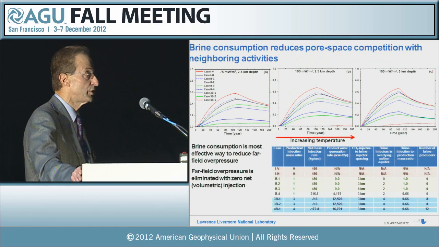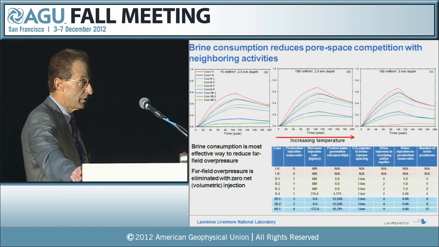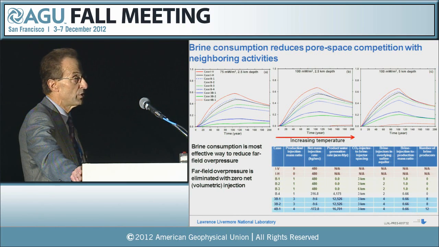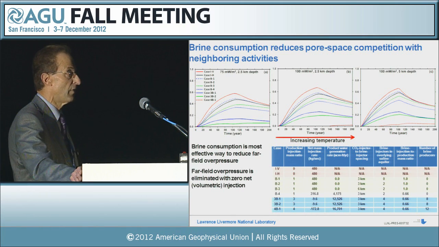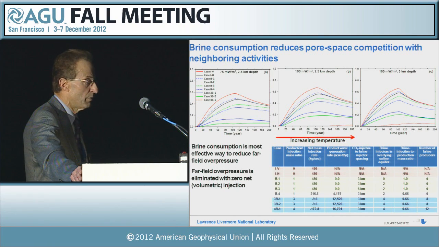And this is showing the overpressure 70 kilometers away from this operation, what these various brine pressure management options can do for you. And so what we find is that in order for this operation not to interfere with its neighbors, you have to find ways of consuming the brine and not re-injecting it back in the formation in order to minimize the area of review.